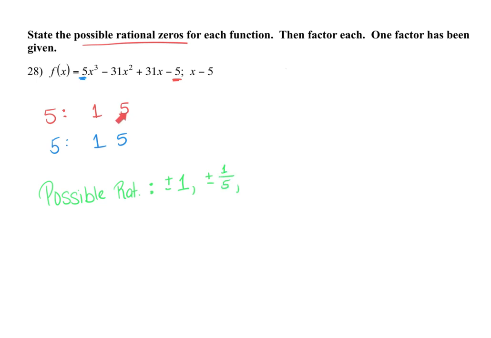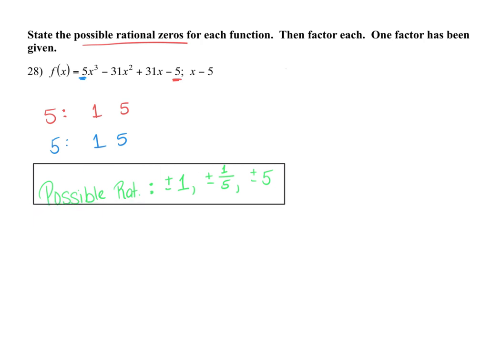Then you're going to say 5 over 1. That's just 5. Again, your positive and negative. And then 5 over 5, which is just 1. And I've already listed that one. So I do not need to list that again. All right. If it reduces to 1 that I already have, we don't have to list it again. So this is actually the first answer to this problem here. Possible rational zeros. There it is. That's the answer to that one.